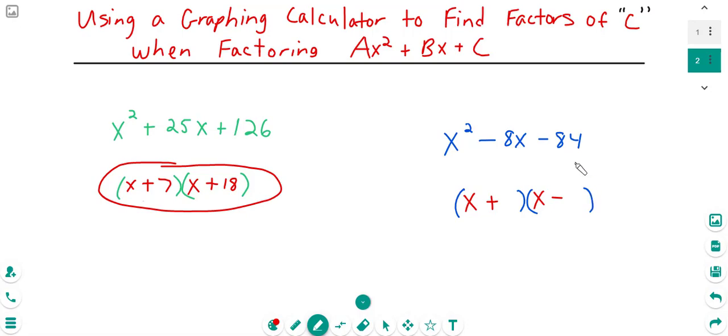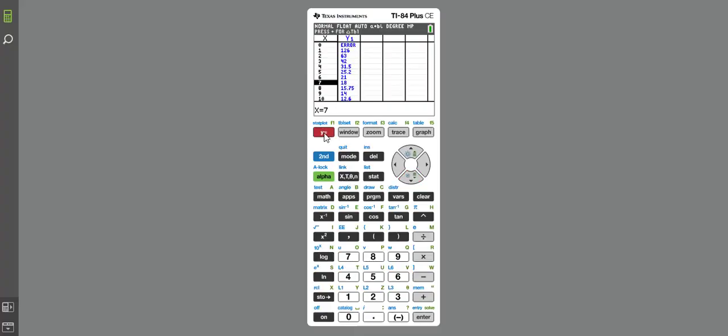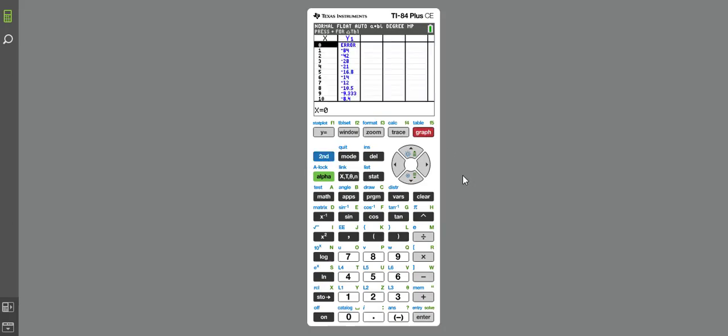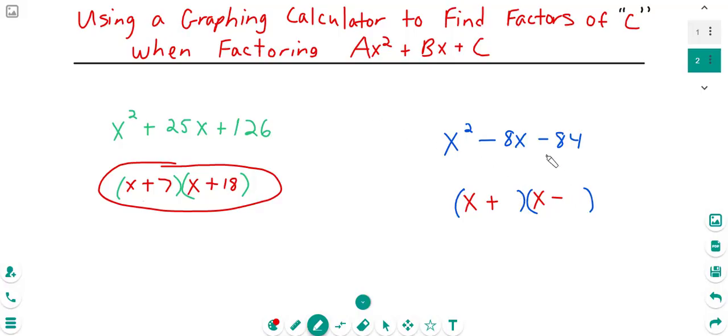All right, we'll go back to the graphing calculator. 84 is the new c, actually negative 84. So we're going to go back to our y equals. Let's clear out this 126. We're going to go with negative 84 divided by x, second table. Remember, everything in the x column times everything in the y column is going to equal negative 84. We just need the two numbers to add up to get us negative 8.